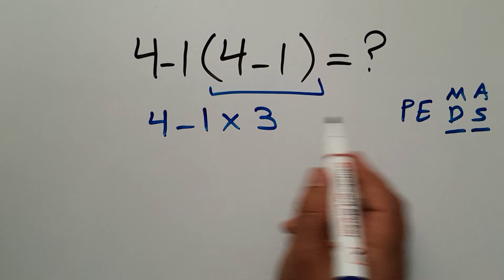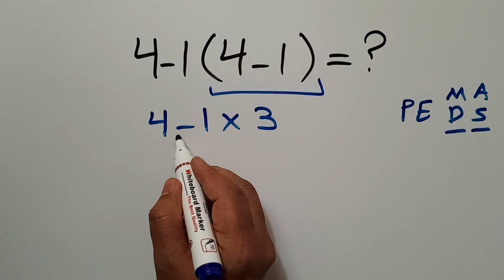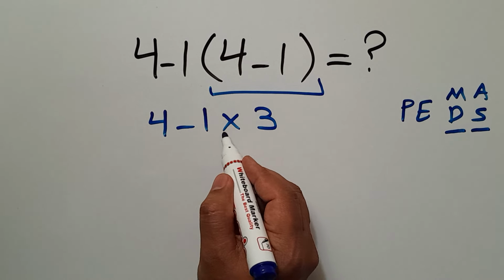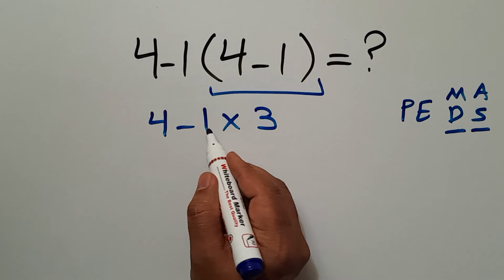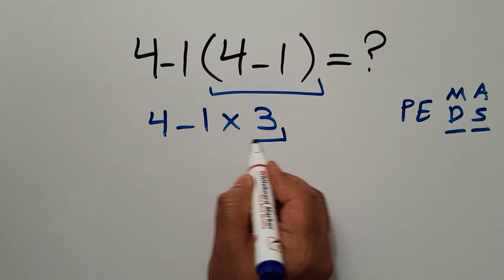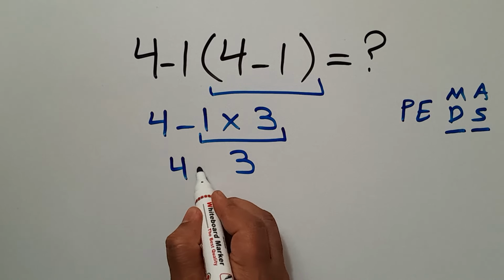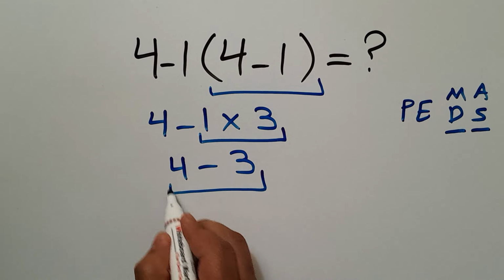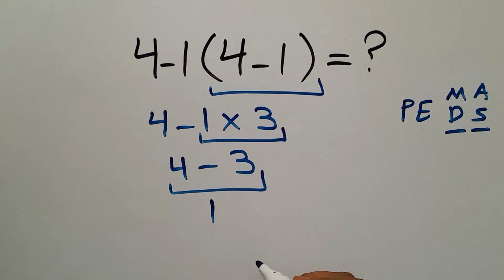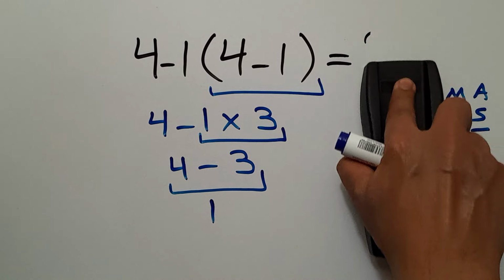In PEMDAS, multiplication comes before subtraction. So first we have to do this multiplication. 1 times 3 gives us just 3. So 4 minus 3, which equals 1. So our final answer to this problem is just 1.